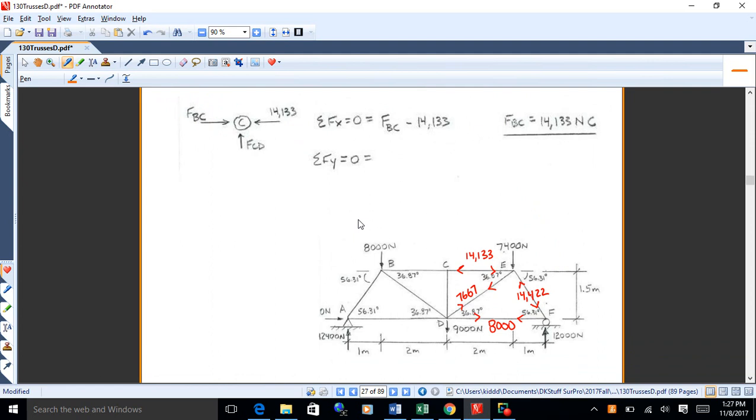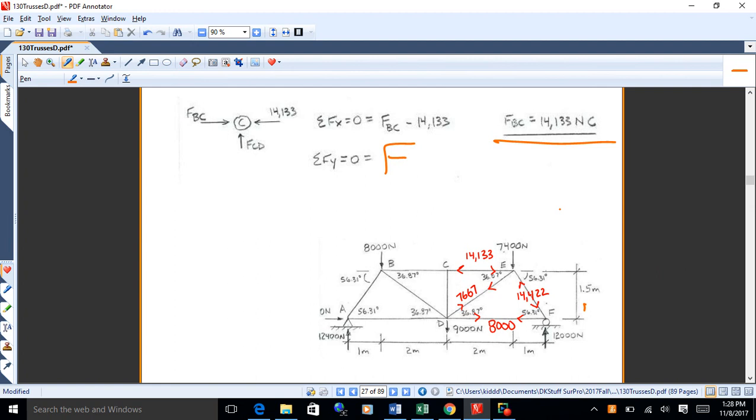Well, we go to joint C. We got the 14,133 to the left because that CE is in compression. I'll assume BC is in compression also, and that works out. It's the same thing as CE. It's 14,133 newtons compression. And then I can write up the equation for, in the Y direction, I get sum of Fy is 0 equals what?